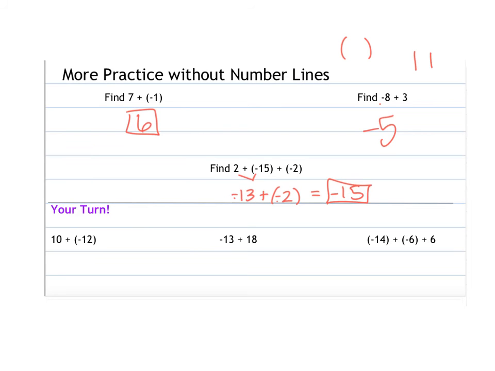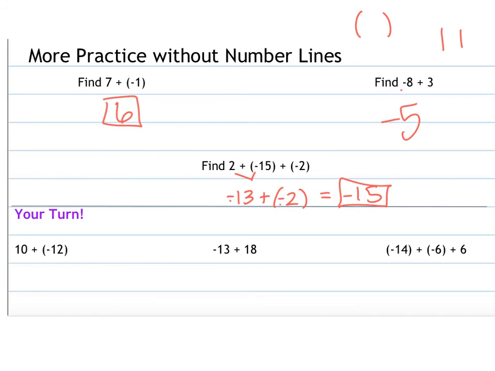10 plus negative 12, so if you are feeling comfortable, pause here and try these on your own. Since the signs are different, we subtract. 12 minus 10 is 2. We have more negatives, so our answer is going to be negative 2.